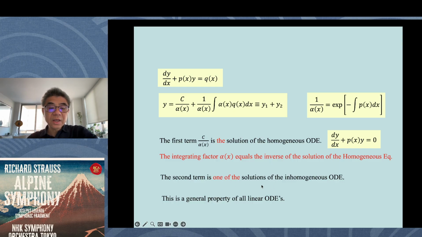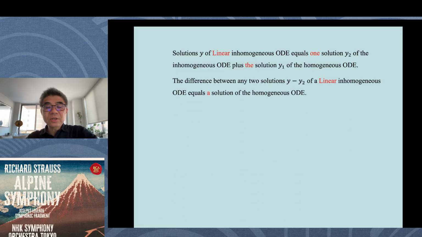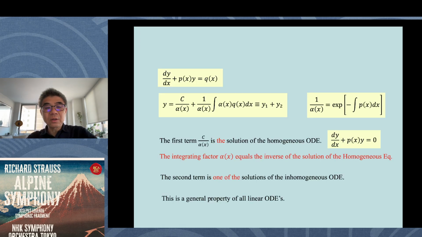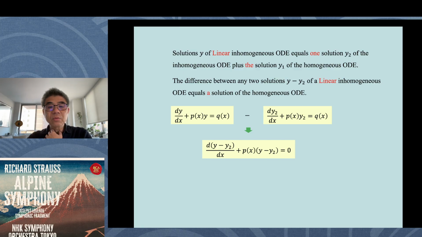Okay, so again, you can see that this is the general property of all linear ordinary differential equations, such that the solution of an inhomogeneous version is equal to the solution of the homogeneous version plus one solution of the inhomogeneous equation. This is very, very general. Here I proved it for the ordinary case. There is another way to prove it, which could be applied to linear equations of any order.